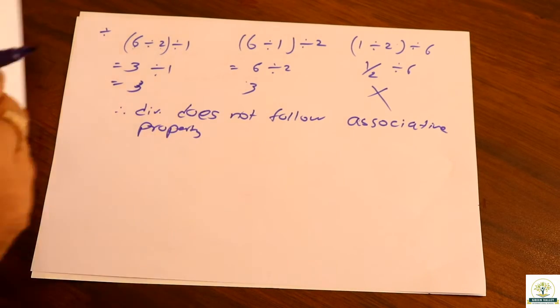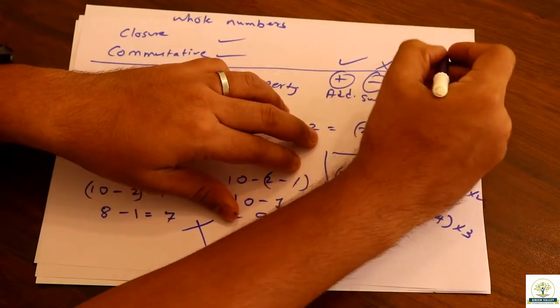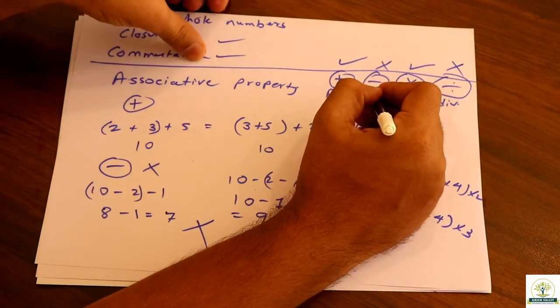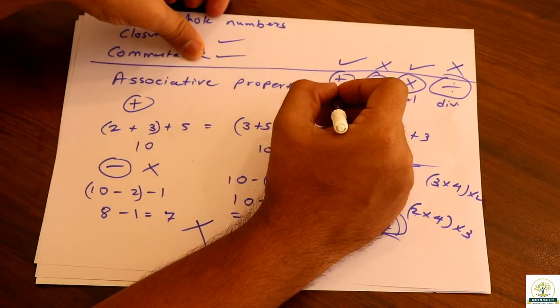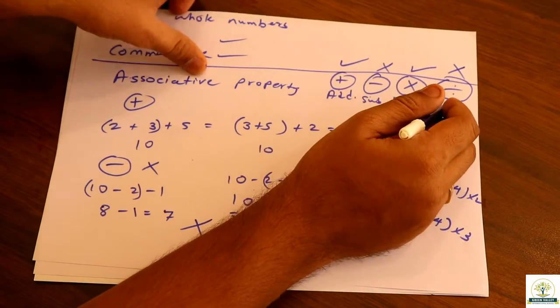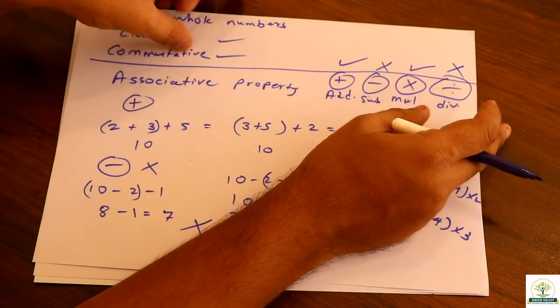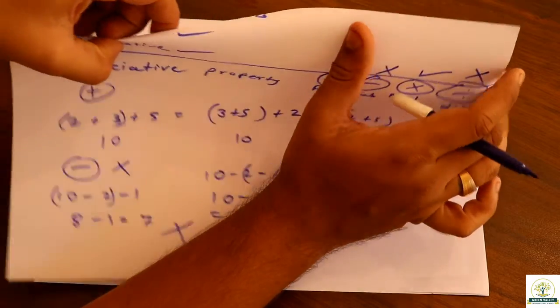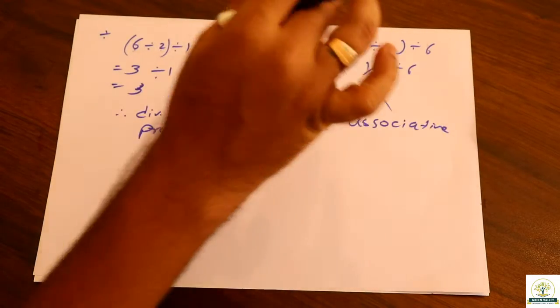So let us mark this in this sheet that it does not follow. So associative property is followed by addition and multiplication only. The subtraction and division do not follow associative property. Okay. Let us move further.